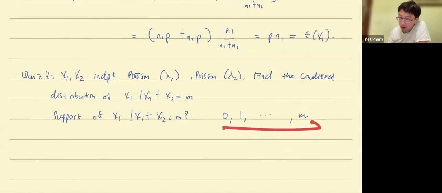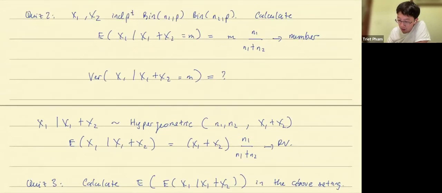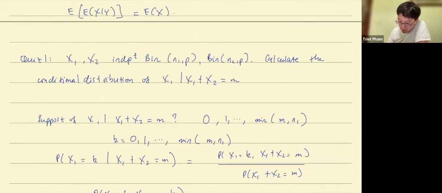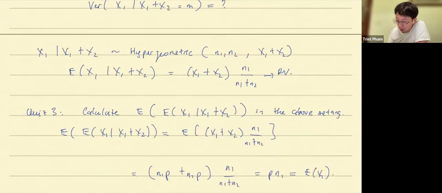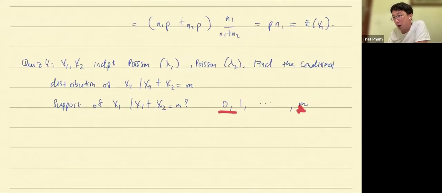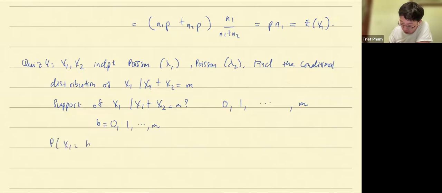So unlike the previous case, where x1 itself is also upper bounded by n1, here there's no such thing. So x1 can take any value from 0 to m. In other words, for k being a value from 0, 1 up to m, whatever one of these values is, then the probability of x1 equals k, conditioned on that, we just work it out, as before.